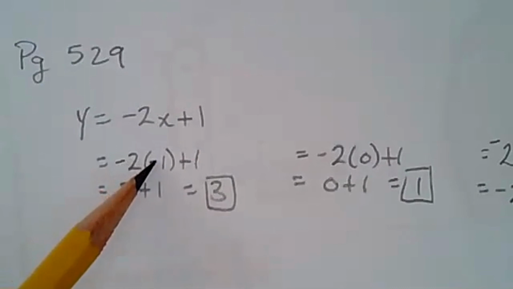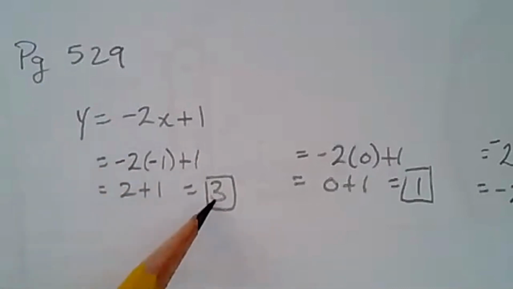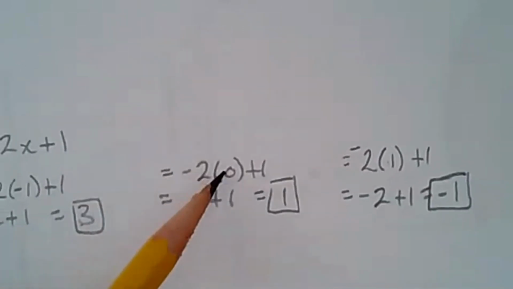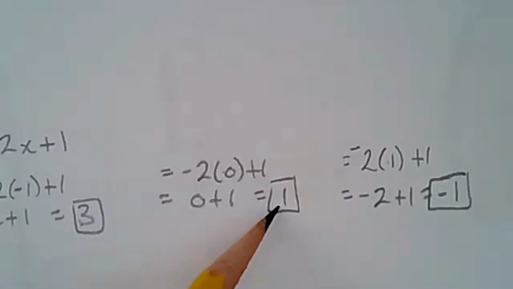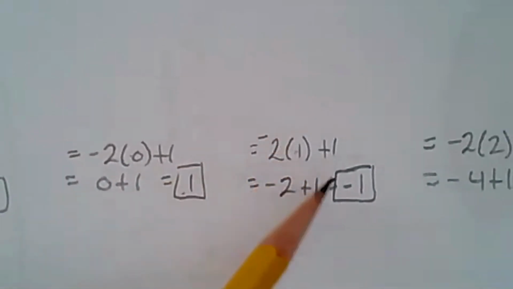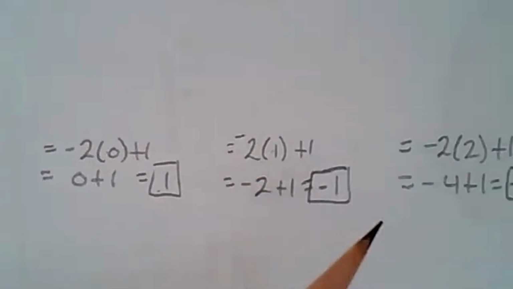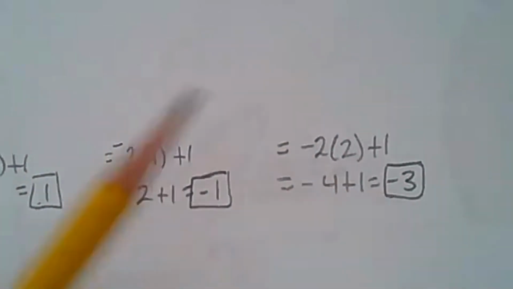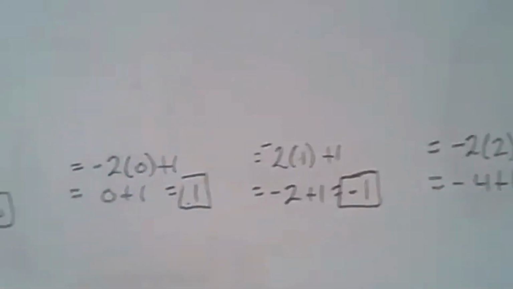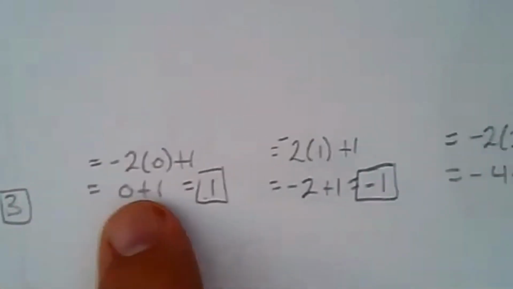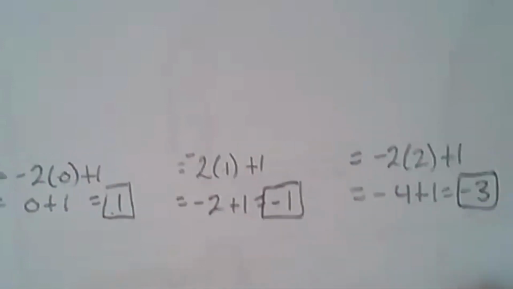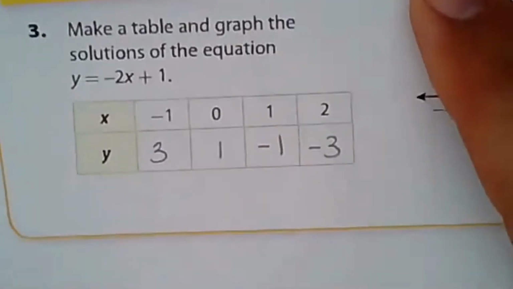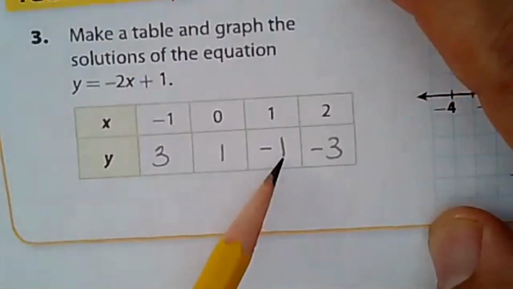So when I put -1 in here, I do the math, and I get 3. When I plug in 0, I get 1. When I plug in 1, I get -1. And when I plug in 2, I get -3. So these 4 values, 3, 1, -1, and -3, I place them here in my table. Say 3, 1, -1, and -3.